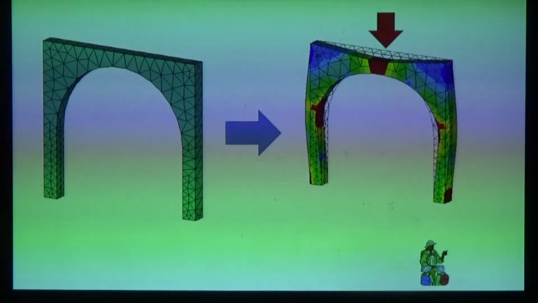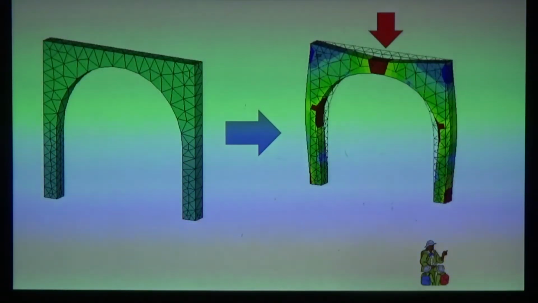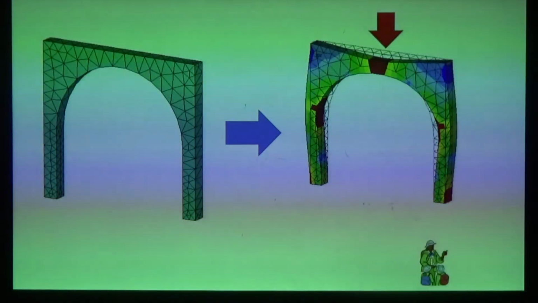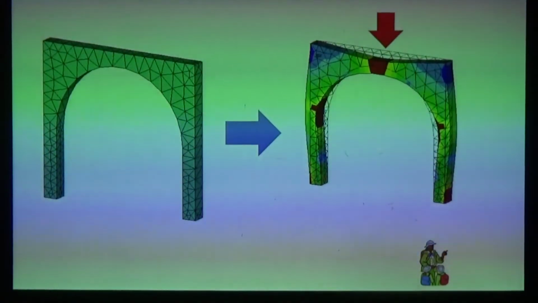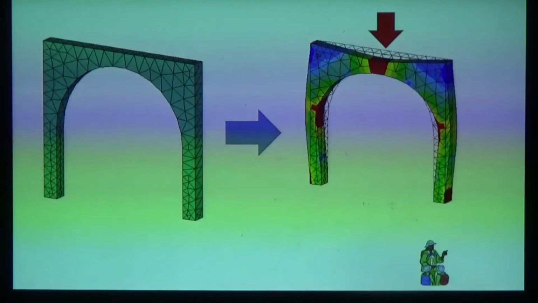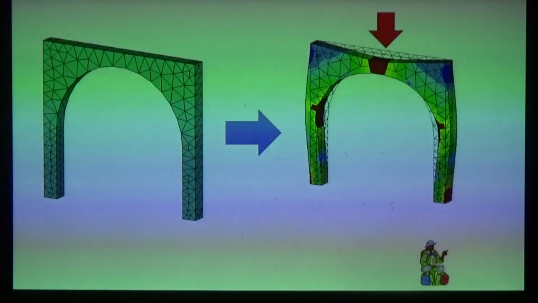For instance, when we want to know how this gate sags when it is pushed downward, we divide the gate into small components as shown in the left figure. By calculating the dynamic behavior of each component and accumulating the results, we can predict how the original gate will sag.